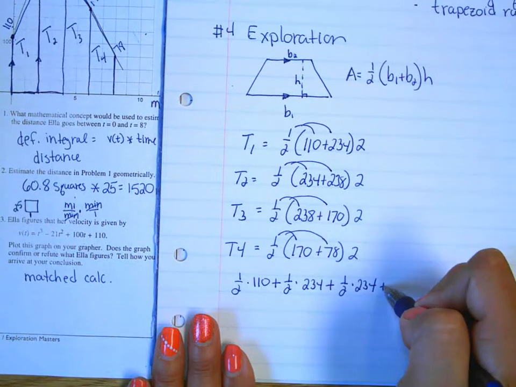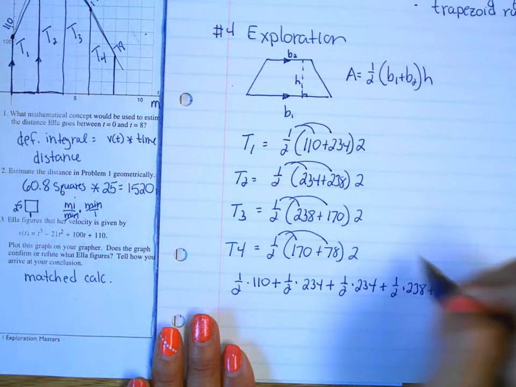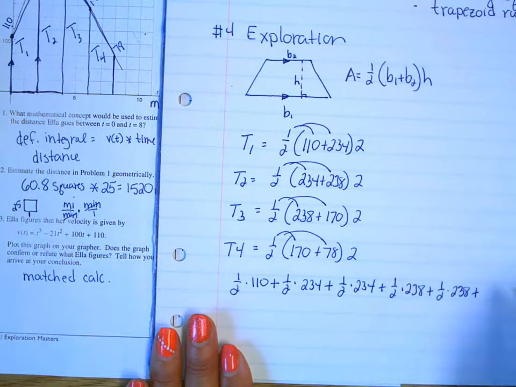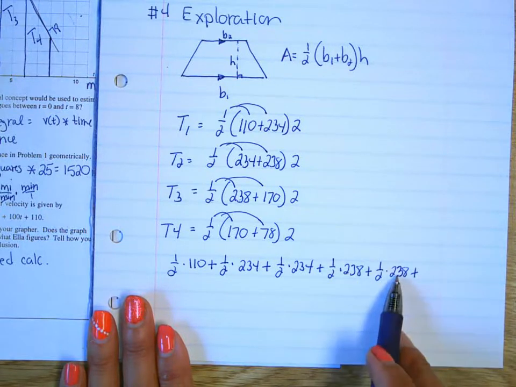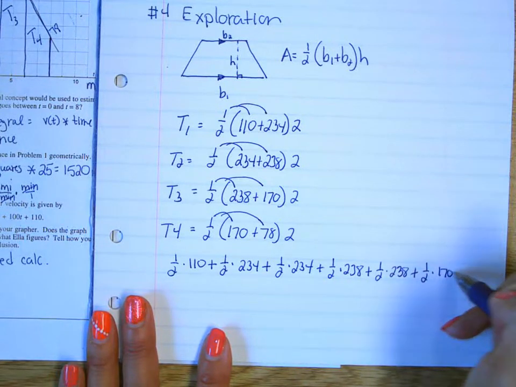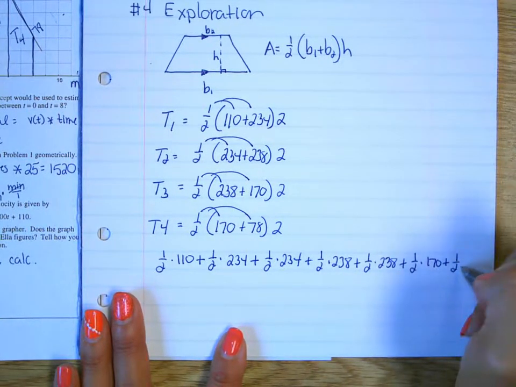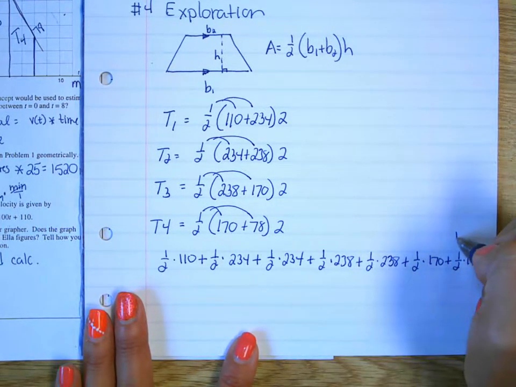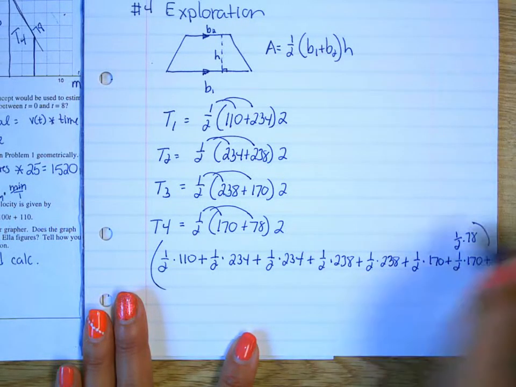Let's keep going. Plus half of 238 plus half times 238. So again, half of 238 and half of 238, that's going to give me 238. Now I'm here, half of 170. Now I'm down here, half of 170 again. And then half of 78. Oh, it almost fit. And then I've got, after I do all of that multiplying and adding, I'm going to multiply by the 2.